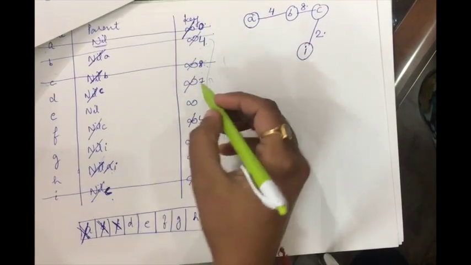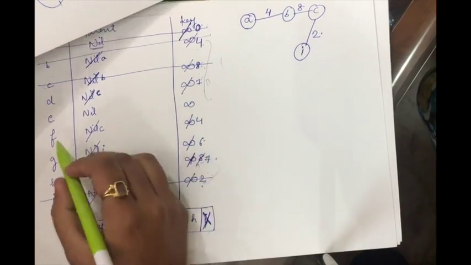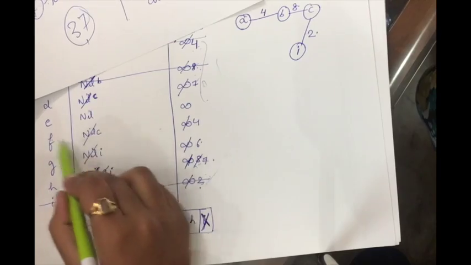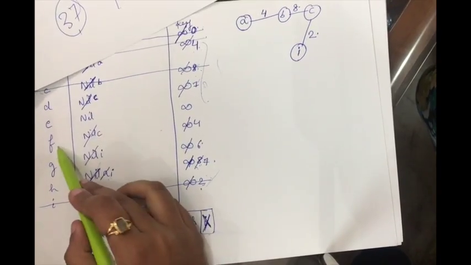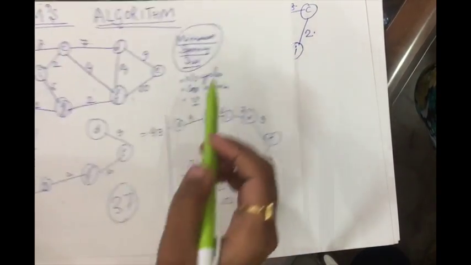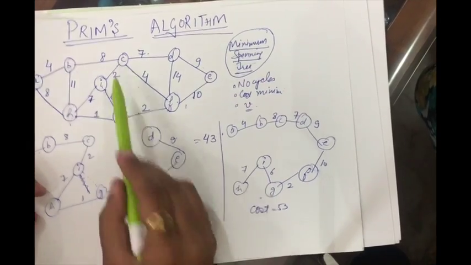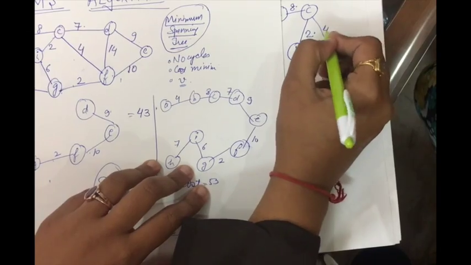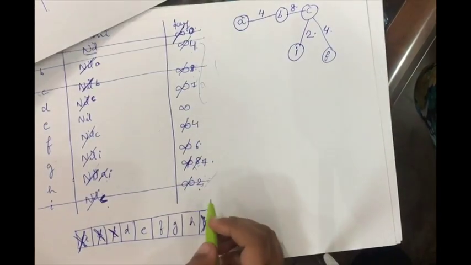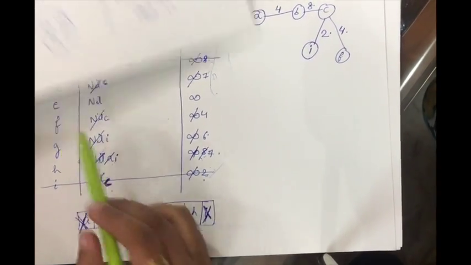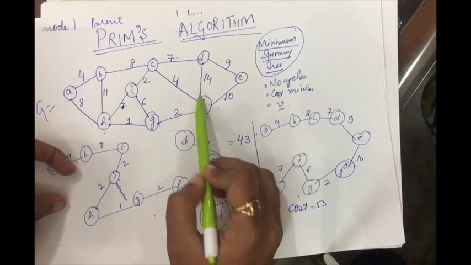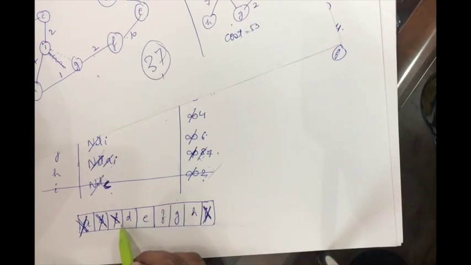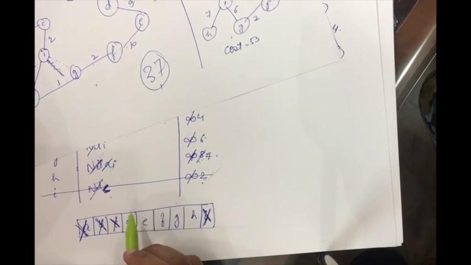Now I am going to choose the minimum value here, which is F. So the parent of F is C. I will connect my graph from C to F with the value of 4. F goes to D, G, C and E. C has already been traversed, so we will not take it into consideration.